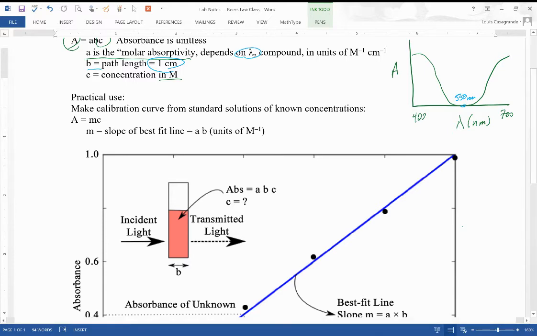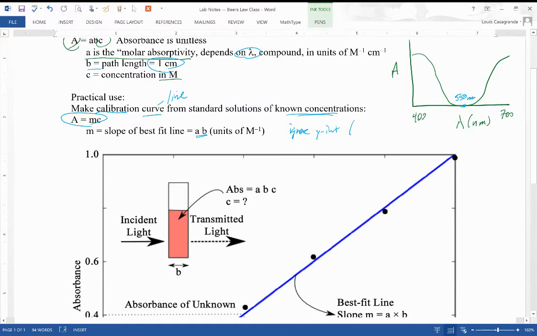The practical use of this is that we can make what we call a calibration curve. Now, the curve is really a straight line. For some reason, scientists call all plots curves. From a group of standard solutions of known concentrations, we can rearrange this equation: A equals m times c, where m is the slope of the best fit line, and that equals the a times the b above. Nothing to do with the b that we call the y-intercept. And we're going to basically ignore the y-intercept.